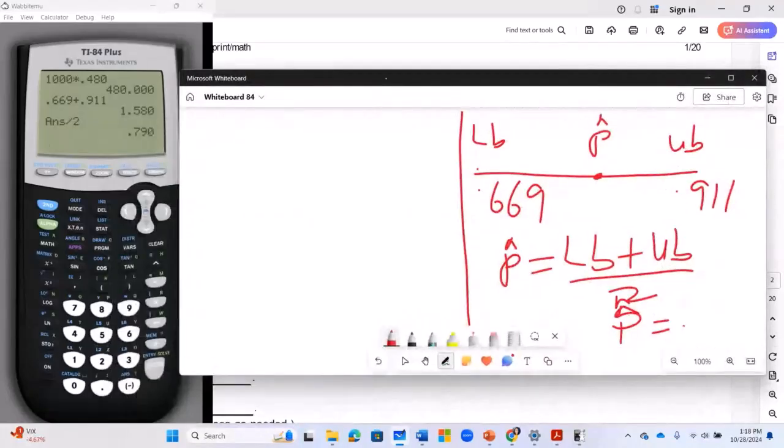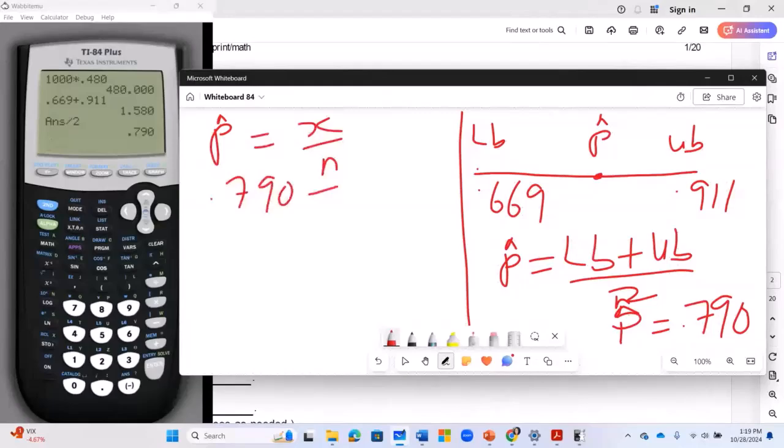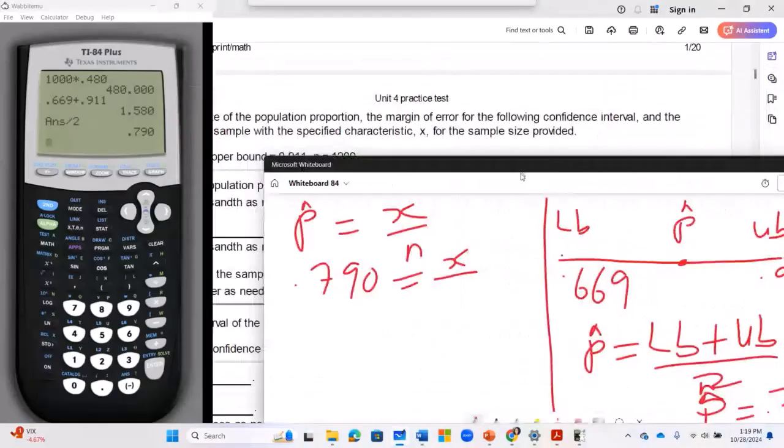You know, it cannot be more than 1 because it's a probability. This number cannot be more than 1. Okay, so p hat is always equal to x over n. So I am given 0.790 is equal to x over n. I might not actually know what x is now, but at the end of the day, I will know it. So I am just going to go back.